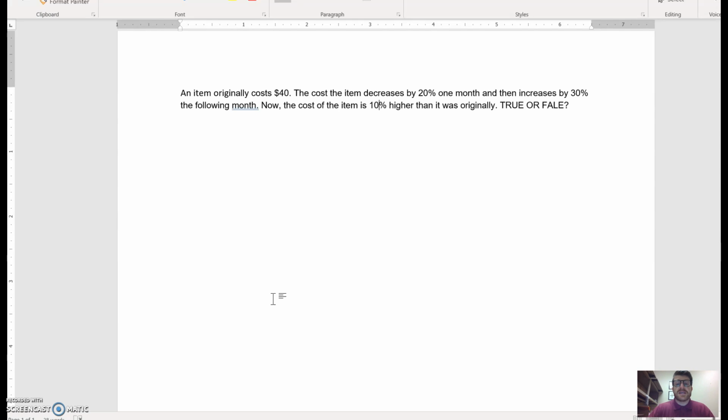The cost of the item decreases by 20% one month. So like a sale, discount. And then it increases by 30% the following month, so they mark the item up.